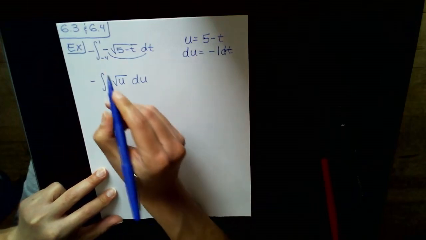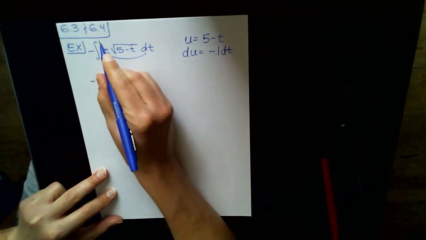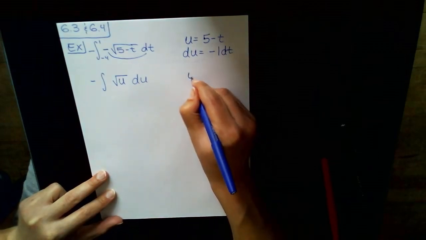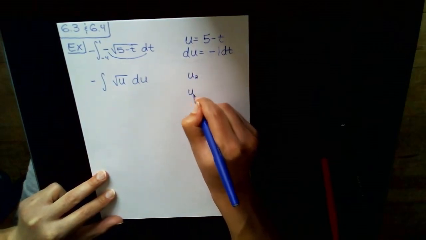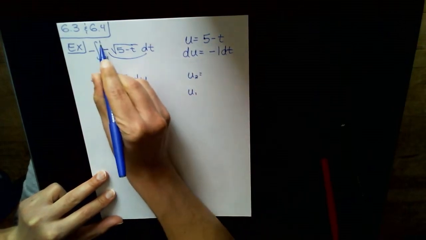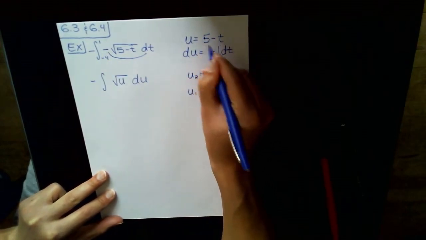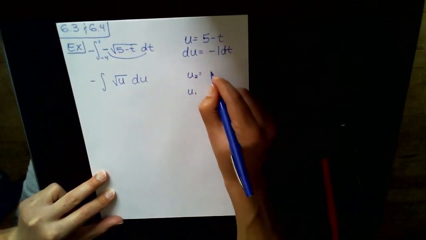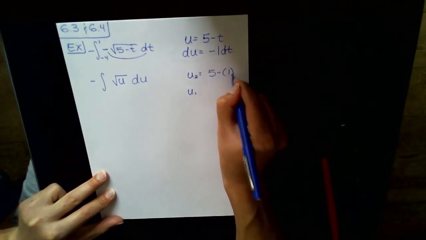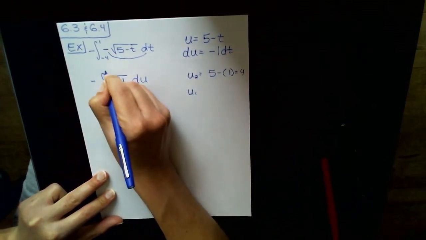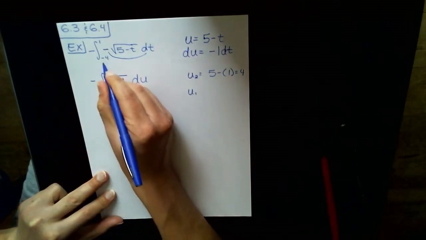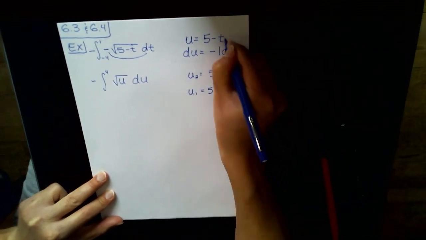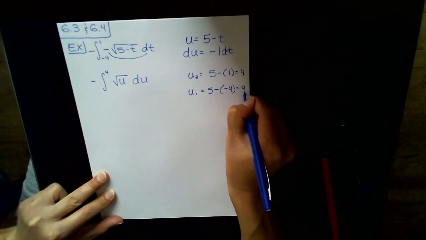And finally, from here, we're not integrating from negative 4 to 1 anymore. Those were the t values. We're now integrating from, we're going to set up two equations here. To find the upper limit, we're going to plug in 1 into our u equation to find its u value. So 1 will be plugged in here, which gives us 5 minus 1, which is 4. And then we'll plug in negative 4. We get 5 minus negative 4 for t, which gives us 9.